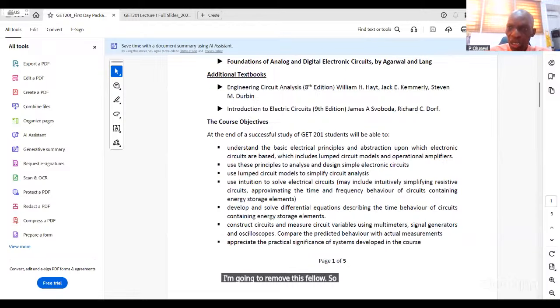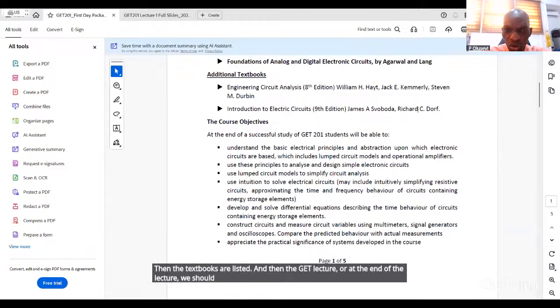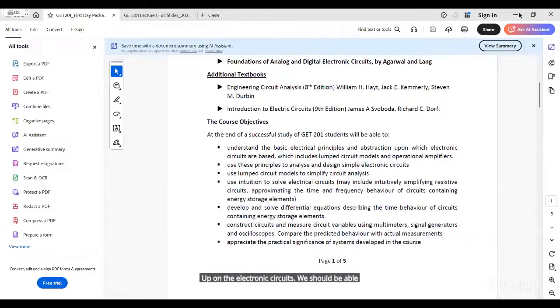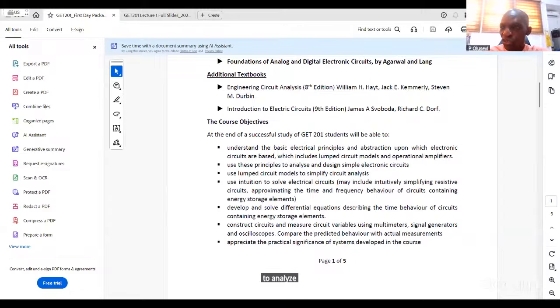So as I was saying, having been able to allow people to go to the YouTube, the textbooks are as listed. And then the GET lecture: at the end of the lecture, we should be able to understand the basic electrical principles and abstract upon the electronic circuits. We should be able to use principles to analyze and design simple electronic circuits.